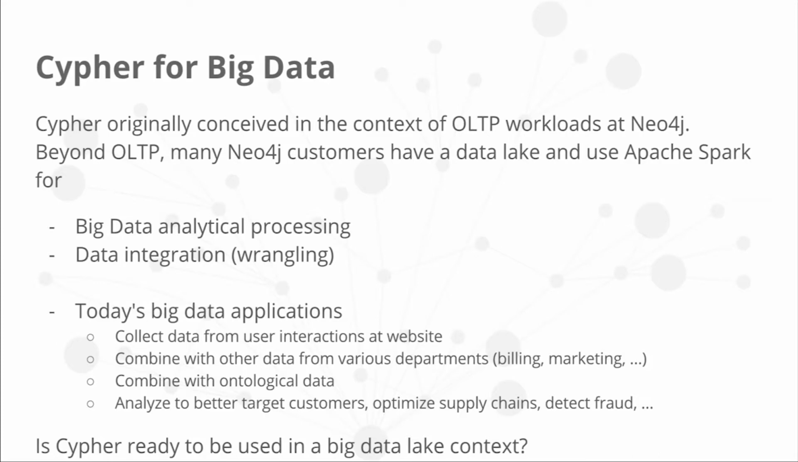So let's take a step back. Cypher originally was conceived in the context of OLTP workloads at Neo4j. And of course OLTP is amazing, it's useful, that's what drives the web, but there are other arenas nowadays. Many Neo4j customers have a data lake, they use Apache Spark, and they want to do slightly different things in those contexts. And what you do in a context like Spark is big data analytical processing.